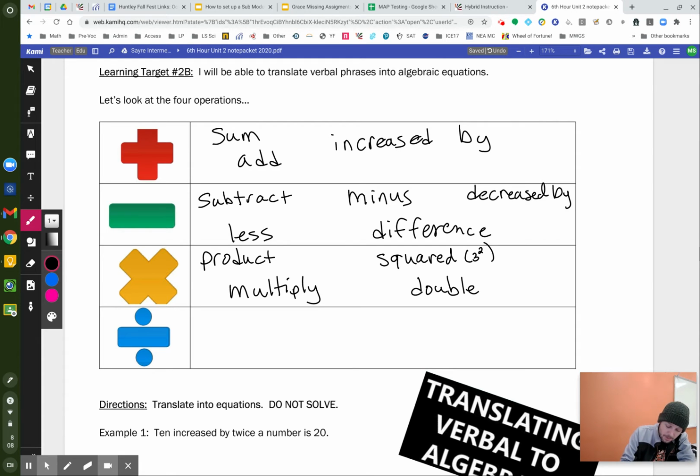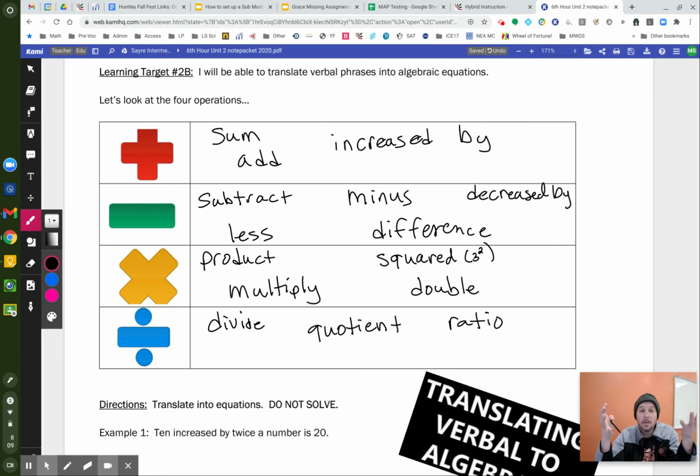All right, and the last one, division. You've got divide. You have quotient. And you also would see ratio. Okay, so those are those keywords that we're looking for when we look at these word sentences, and we're going to put them into algebraic equations and expressions. There are more out there. So if you're not sure, when you're doing the assignment, go ahead and Google them and be like, hey, I wonder what this is.